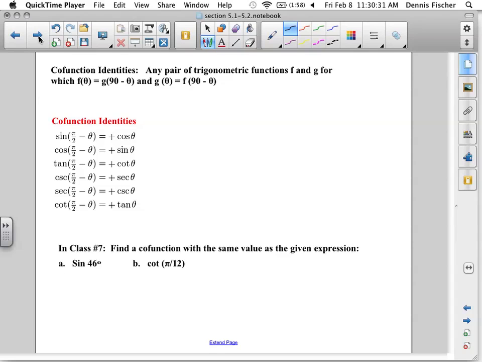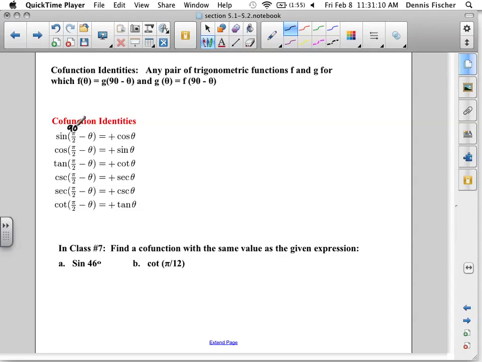If I could write each one of these rules, instead of pi over 2, if I was using degrees, it'd be 90 degrees. But what works is this. If I take two angles that add to 90 degrees, 30 and 60, right? Their cofunctions, like you notice here, sine and cosine go together, tangent and cotangent, and secant and cosecant. But what happens here is this. Sine of 30 is the same thing as the cosine of 60. That's how cofunctions work. Secant of 30 is the same as the cosecant of 60.